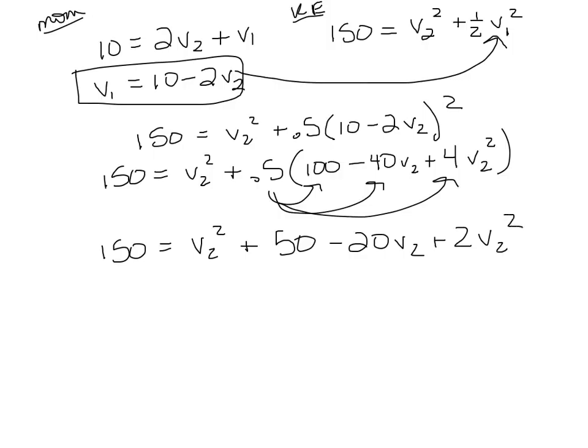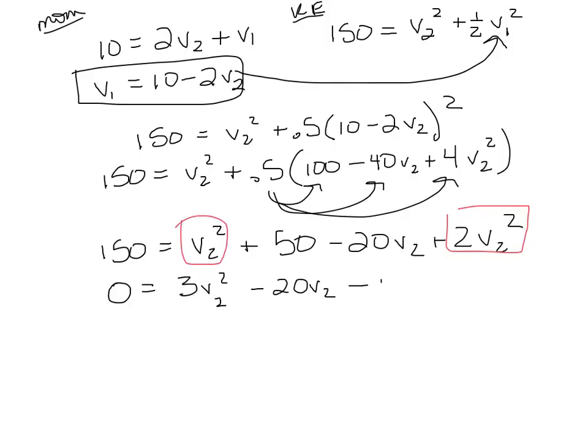All right, we're going to end up with a quadratic equation. So let's move everything over to one side and set it equal to 0. So we're going to combine our like terms. Combine those guys. So we have 3V2 squared minus 20V2. And then we're going to move the 150 over to the other side, so it's going to become minus 100. Now, if you've programmed your calculator with the quadratic formula, this is fairly easy to solve, and you get.